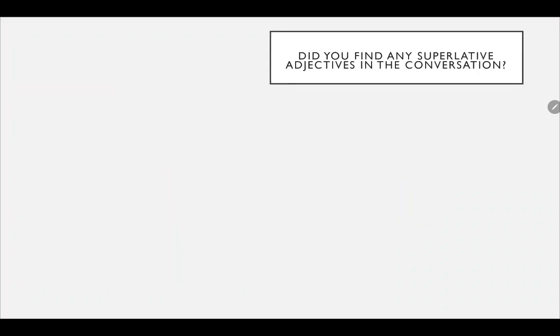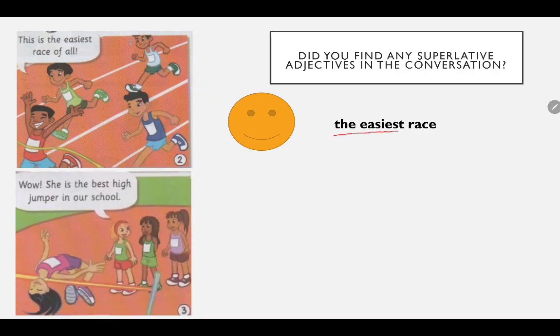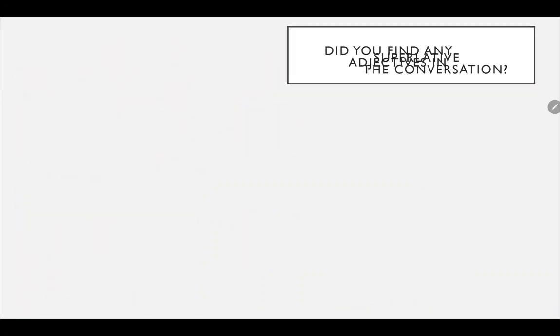Next. This is the easiest race of all. Did you find any superlative adjectives in the conversation? Yes. Which one is it? The easiest race. The easiest. Next. Wow, she is the best high jumper in our school. Did you find any superlative adjective? Yes. Which one? The best high jumper.